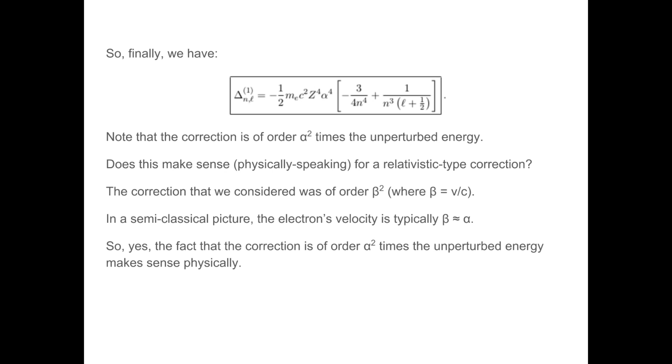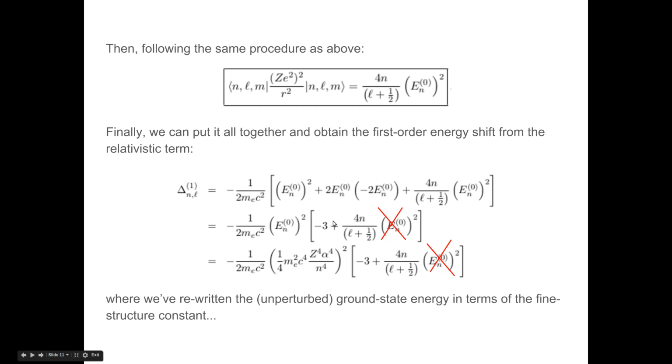And so when you get this result, you want to ask yourself, okay, it's order alpha squared times the unperturbed energy. Remember, the unperturbed energy goes like alpha squared. Yeah, I think that's another typo.